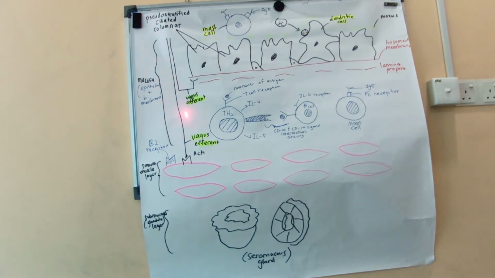And then now we are going to talk about this beta 2 receptor. The respiratory airway doesn't have a lot of sympathetic innervation.